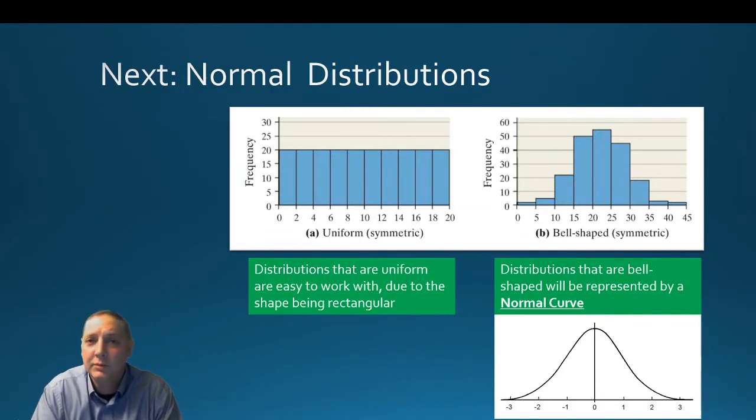And that pretty much sums up uniform distributions. Next we'll start to look at normal distributions. So uniform are the ones where everything has an equal chance. The normal distributions are more bell-shaped or symmetric, and they are called normal distributions, where they'll be represented by something called the normal curve.